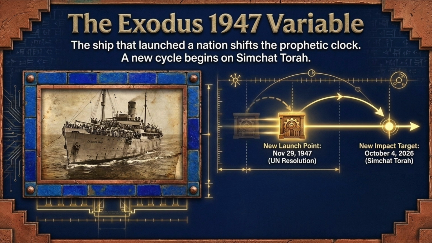Yep. And what is October 4, 2026 on the Hebrew calendar? It is the holiday of Simchat Torah. And Simchat Torah is the holiday celebrating the joyful conclusion of the annual cycle of reading the Torah and the immediate, seamless beginning of the new cycle.